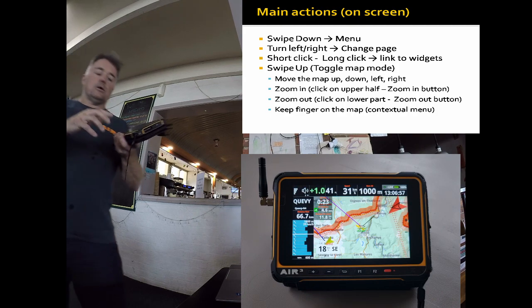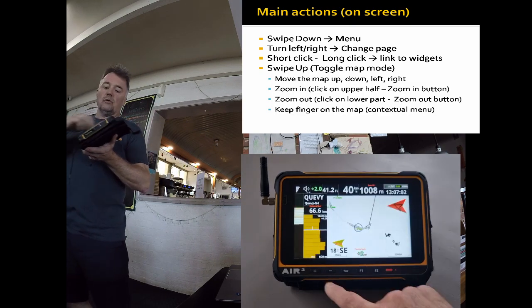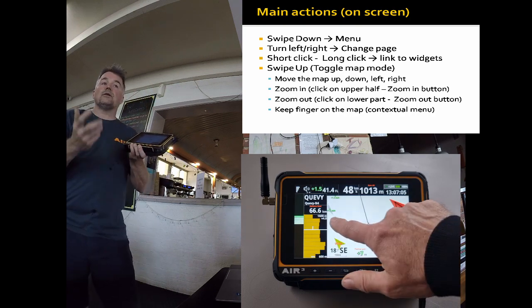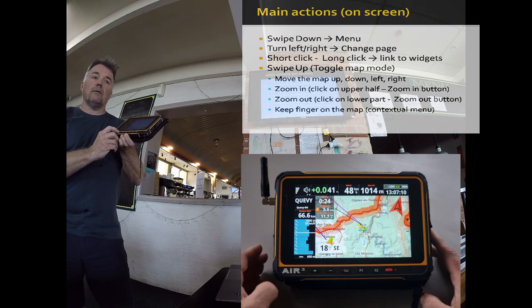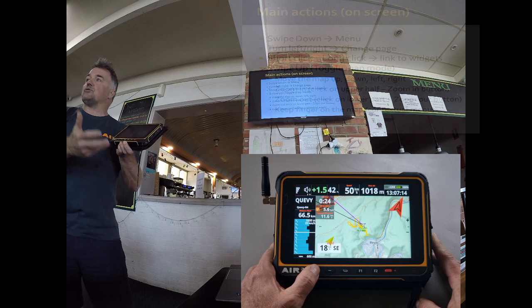All of these can also be done through buttons. Sometimes you do not wear gloves that are touchscreen, so you can configure the buttons to do basically the same. Here, for example, there are 5 buttons, and they are configured so that if I do a short click on the plus, I'm zooming in. Short click on the minus, I'm zooming out.